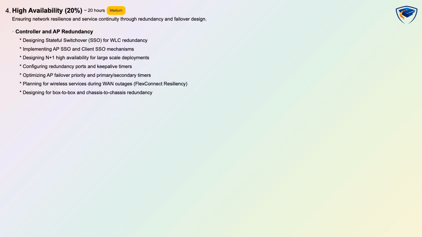High availability accounts for 20% of the exam and focuses on ensuring network resilience and service continuity through redundancy and failover design. Difficulty is medium, estimated learning time hours is 20, and the assessment type is hands-on plus conceptual. You will learn controller and AP redundancy approaches including designing stateful switchover for WLC redundancy, implementing AP SSO and client SSO, and planning N+1 high availability for large-scale deployments.